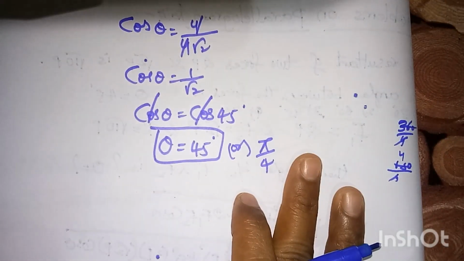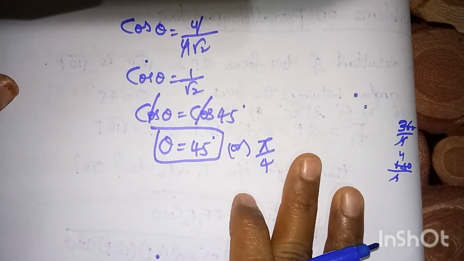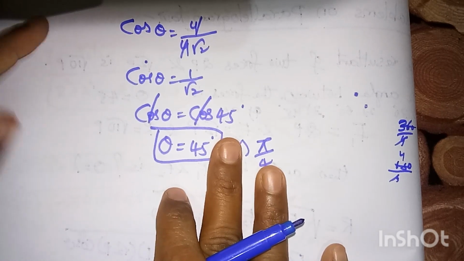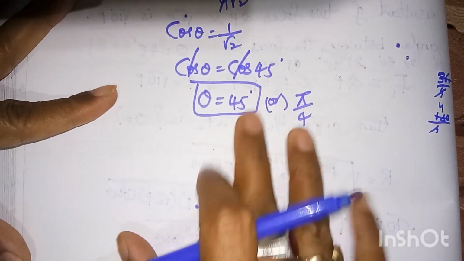So this is how you find the angle when they have given two forces and the resultant. With the help of that we can easily find the angle like this. So we are going to discuss one more problem.